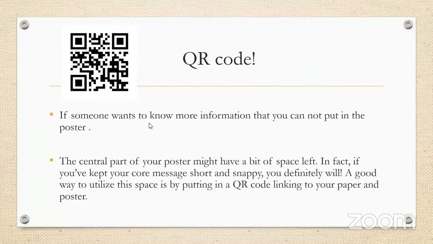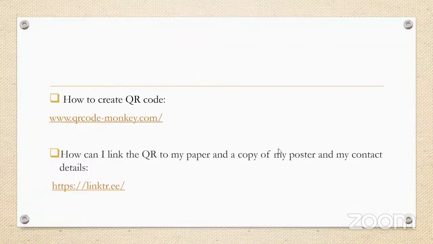QR code. If someone wants to know more information that you cannot put in the poster, you can make a QR code in the middle of the poster. The central part of your poster might have a bit of space left. In fact, if you have kept your core message short and snappy, you definitely will. A good way to utilize this space is by putting a QR code linking to your paper and poster. Here is the link where you can create a QR code, and here is the link where you can learn how to link the QR code to the paper and a copy of the poster.